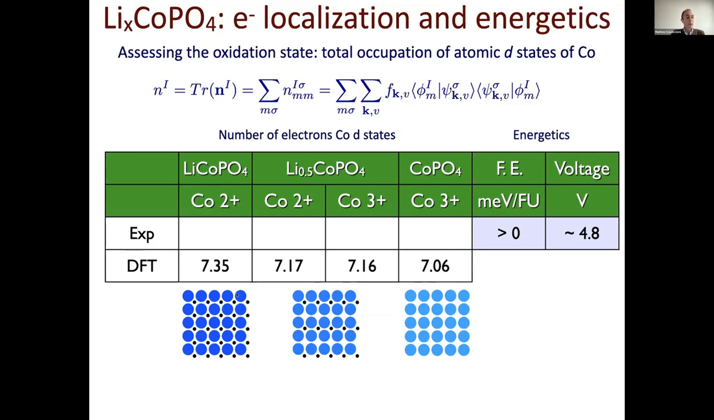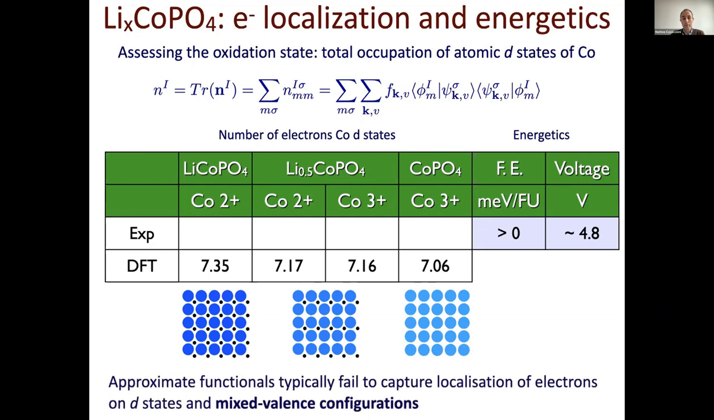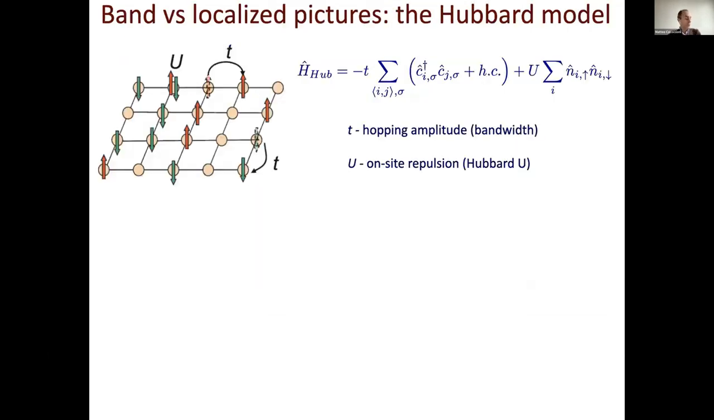And that also reverberates negatively on the energetics. So we get a negative formation energy for this intermediate phase, which is predicted to be stable compared to the linear combination of the other two, and an underestimation of the voltage, which is not pleasant to deal with. So how do we want to change this? How do we want to fix this situation?